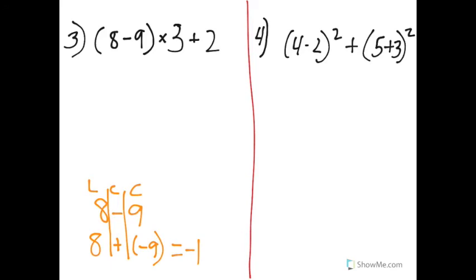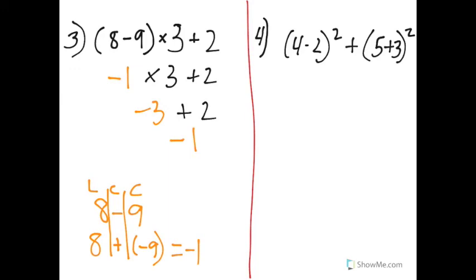Okay, so 8 minus 9 equals negative 1 times 3 plus 2. Now we have to do the multiplication. Negative 1 times 3 is negative 3 plus 2. Negative 3 plus 2 is negative 1.